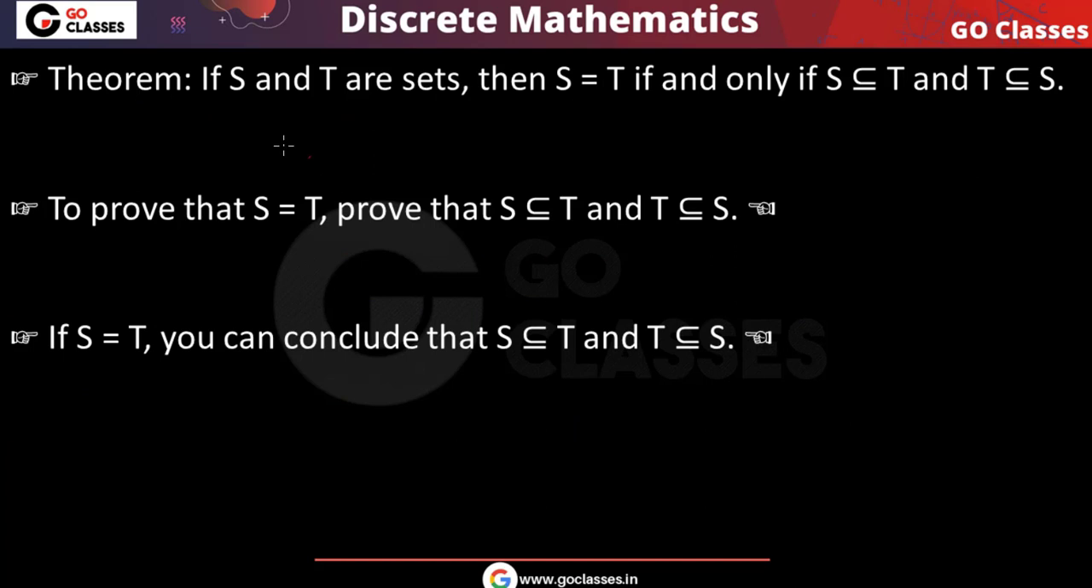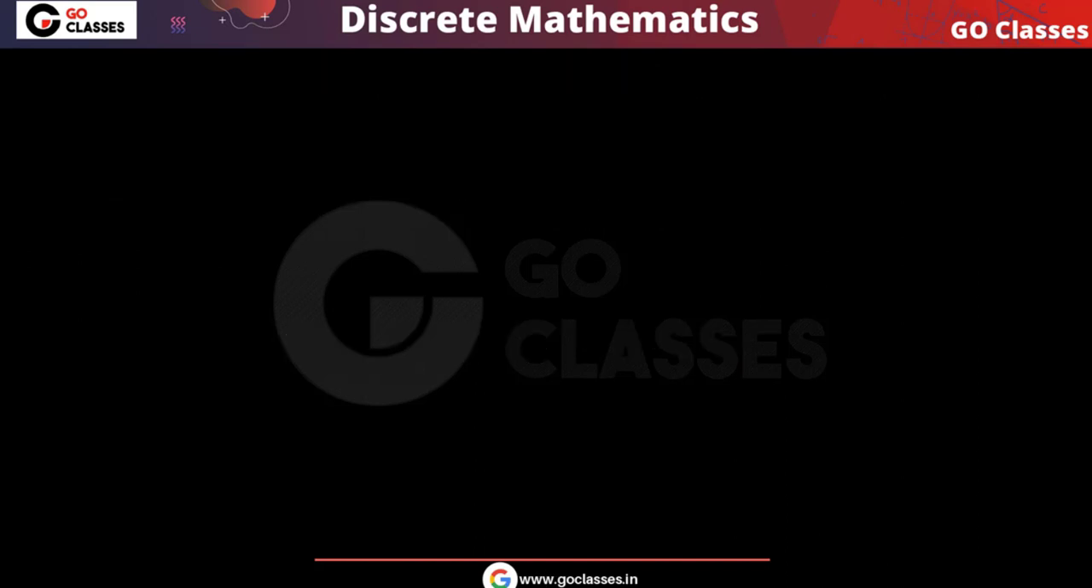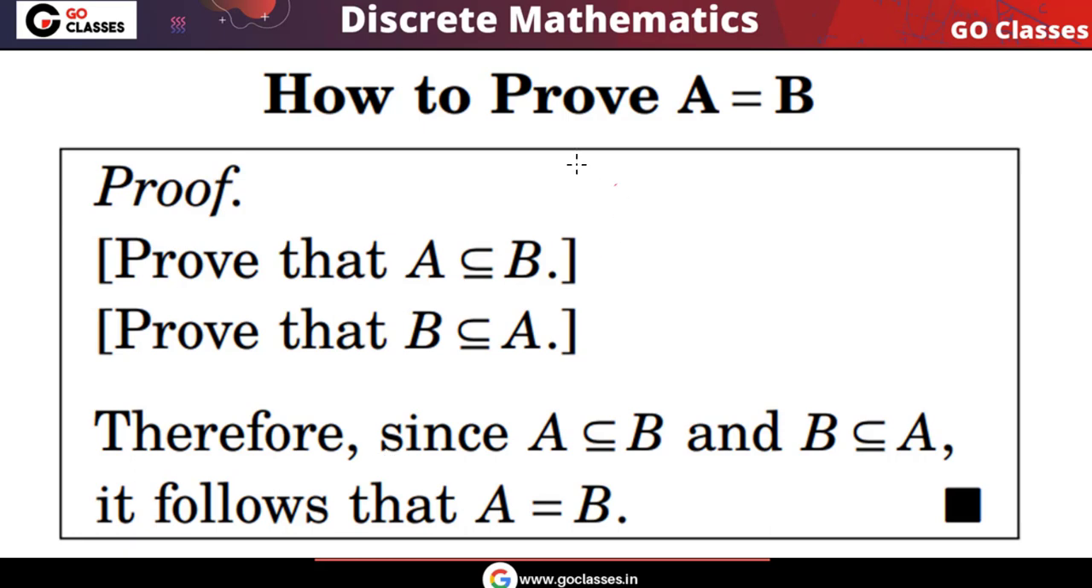So I can say that two sets are equal if and only if S is a subset of T and T is a subset of S. So if you want to prove that S is equal to T, then you have to prove that S is a subset of T, and also you have to prove that T is a subset of S. And also, if you already know that S is equal to T, then it means S is a subset of T and T is a subset of S. All these concepts we already know, but I told you just for a quick overview.